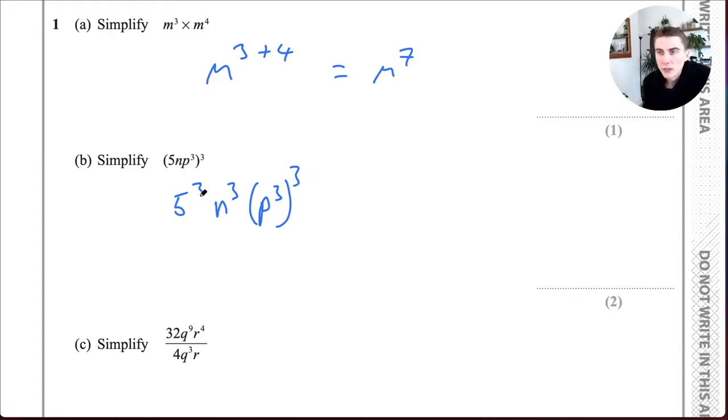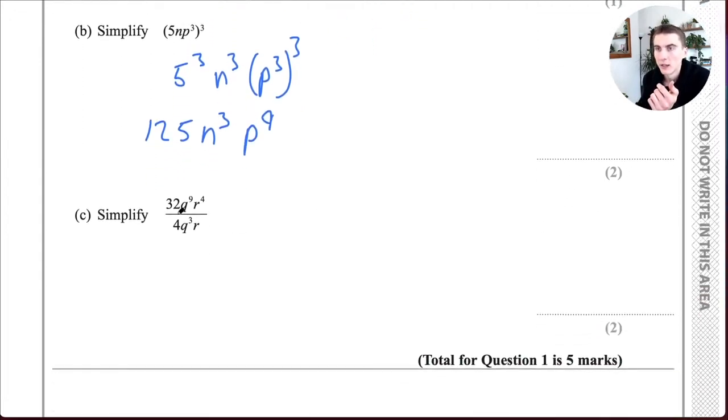So for 5 cubed, that just means 5 times 5 times 5. 5 times 5 is 25, times 5 again is 125. But remember, you have a calculator to work that out. n cubed doesn't change, we keep that as it is. And then here, because we have this, all to the power of something else, we have to multiply the powers. So 3 times 3, which is 9. So that will give us p to the power of 9.